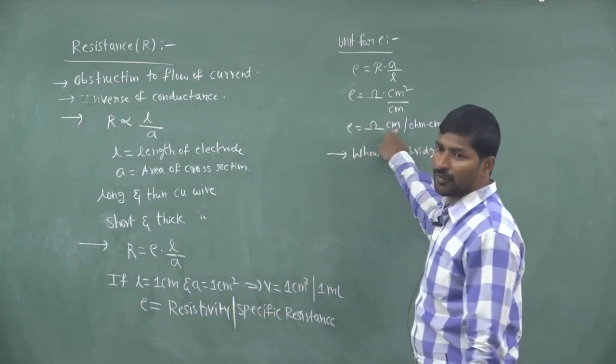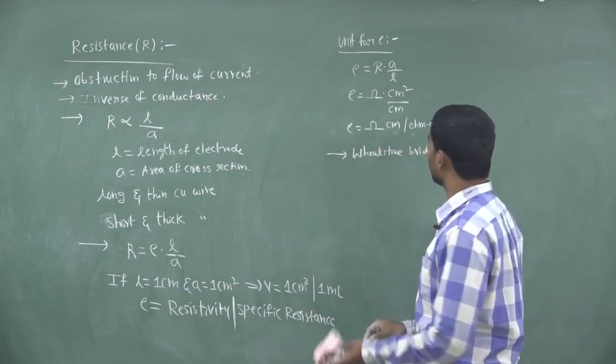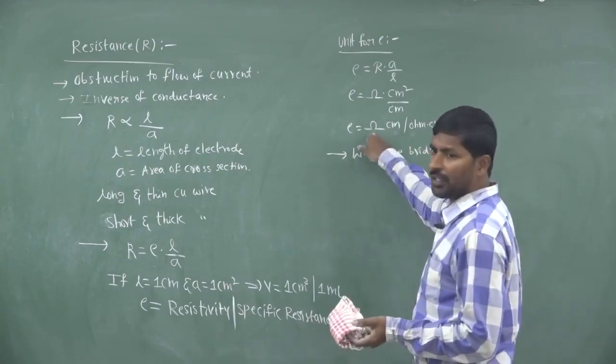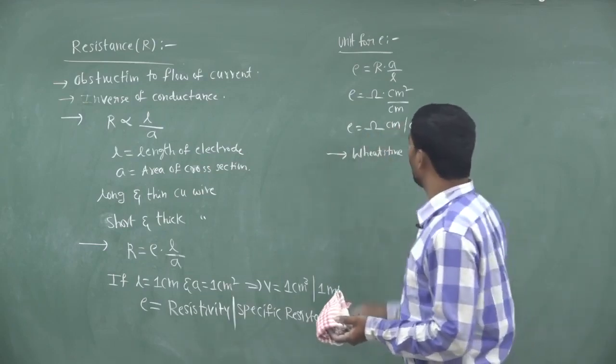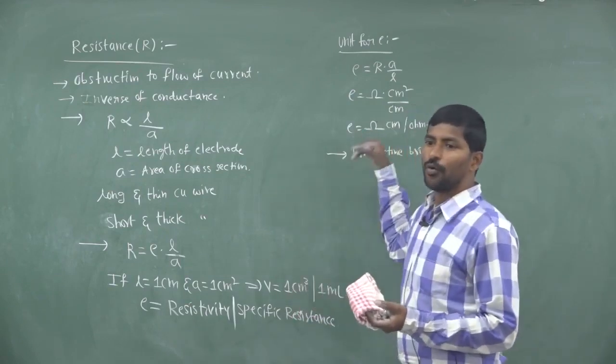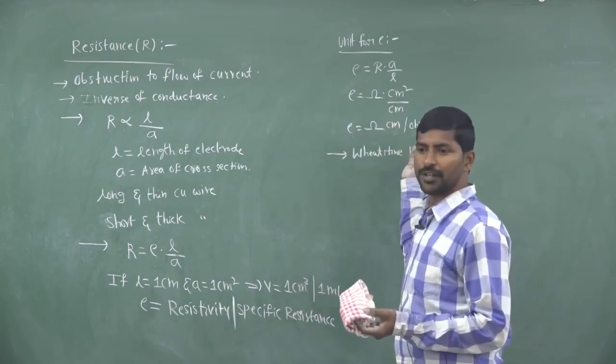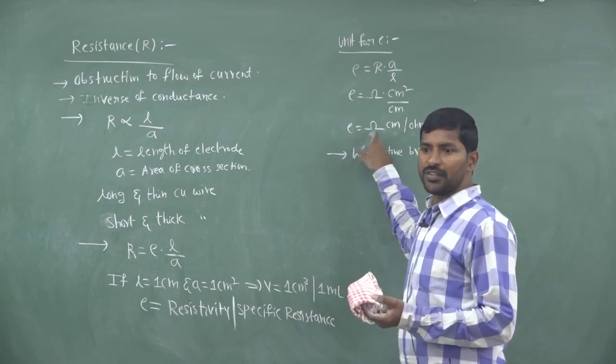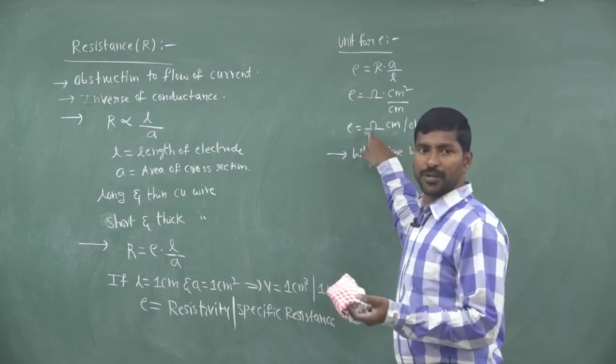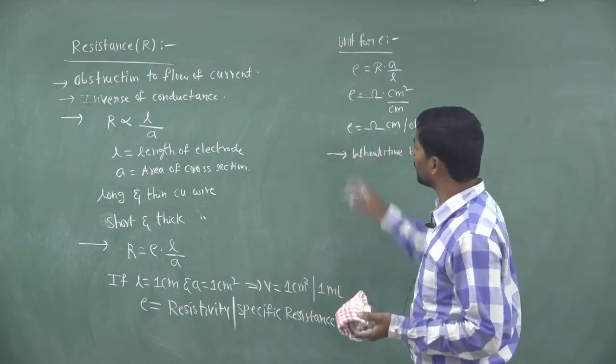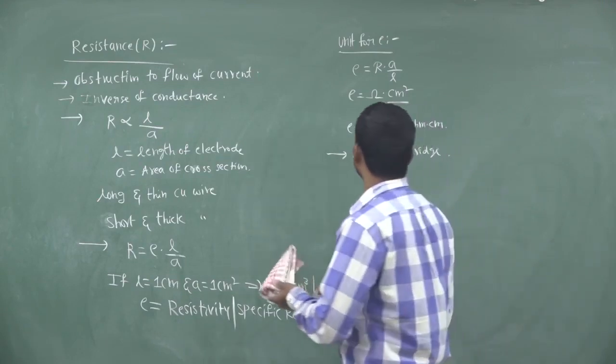Now if you take SI units, what will we get? Ohm meter. Resistance unit is the same only. 1 ohm meter is equal to 100 ohm centimeter, since 1 meter is equal to 100 centimeters. So 1 ohm meter is equal to how many ohm centimeters? 100 ohm centimeters. This is the concept of resistance only.